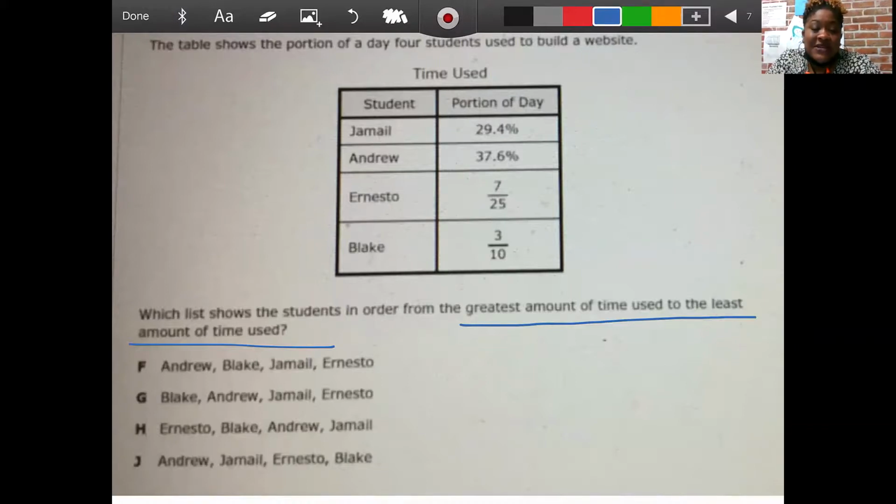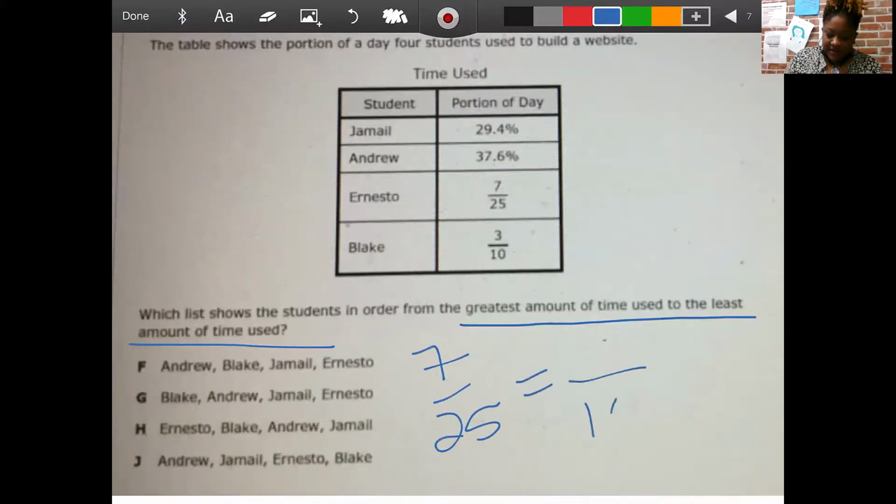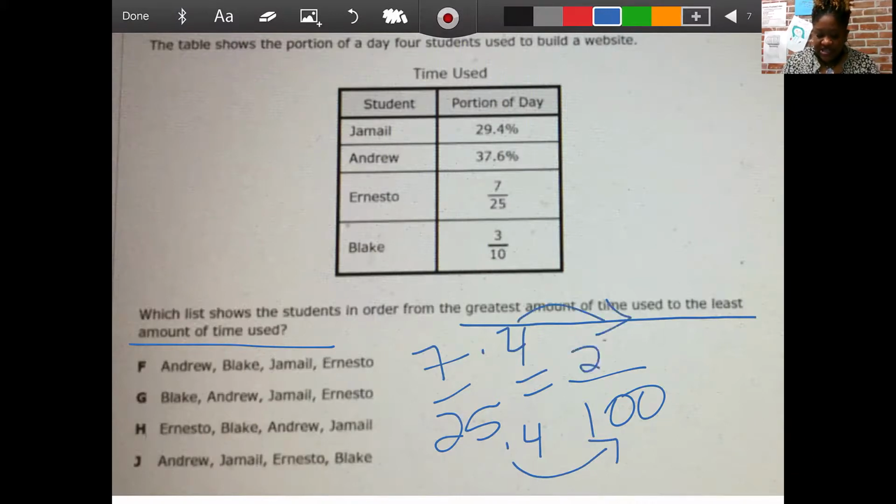And so what I was going to tell you is whatever strategy works best for you, you do you, boo. If you want to convert these all to decimals or percents, that's fine. Whatever works for you, okay? So let's do percents first since I'm so intrigued with that idea. So 7/25. Now remember, we have the scaling. 25 times 4 gets 100. 7 times 4, you have to multiply the numerator by the same scale factor, is 28. Any number over 100 is the percent, and that's 28%.